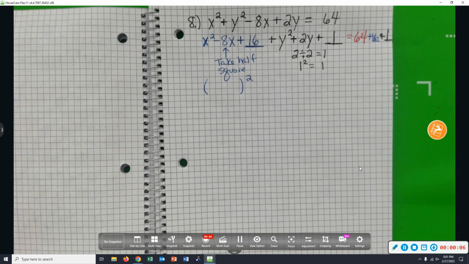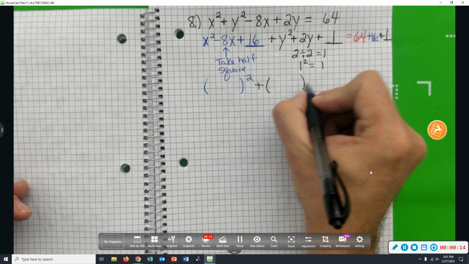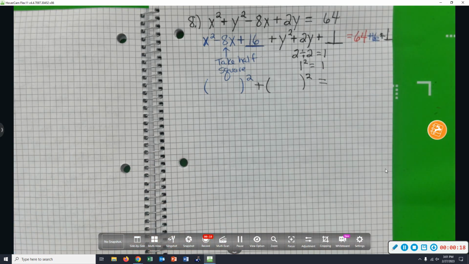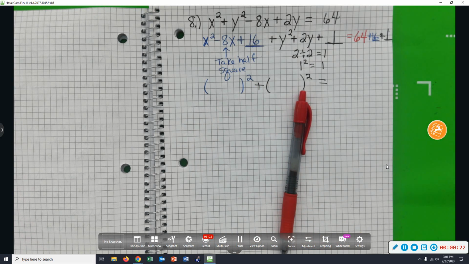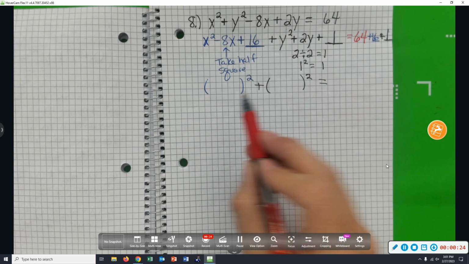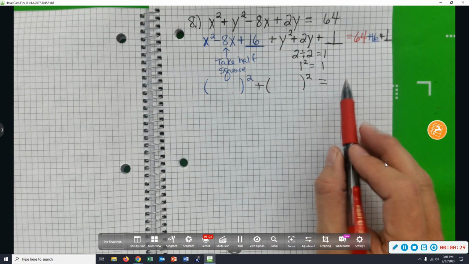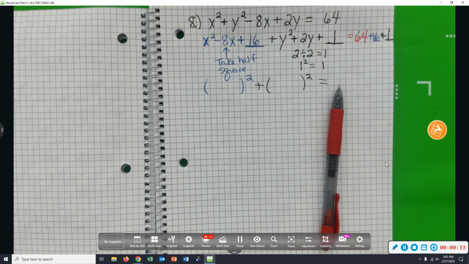Okay, so picking up where we were, we're trying to get this thing written like this: parentheses, parentheses, equals some number. Because we know once we have it written with these parentheses, we can change the sign, square root. So how do we factor x squared minus 8x plus 16?